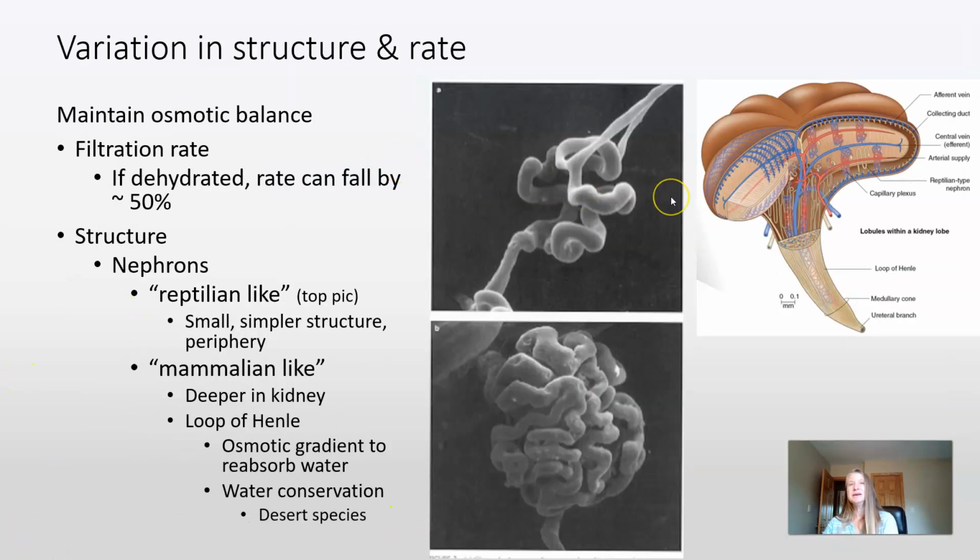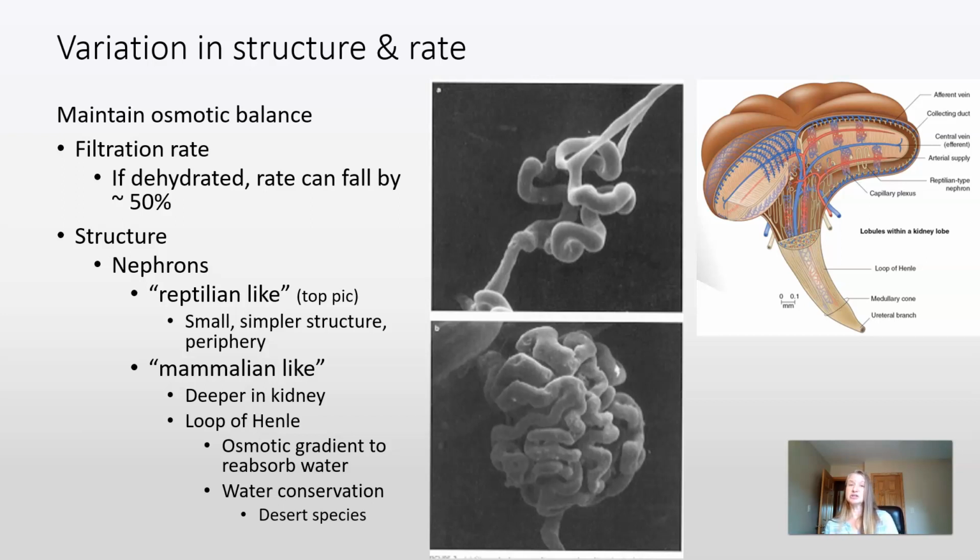All right, so here, again, I was talking about this variation in structure. We can also vary the amount of time that the blood is being processed. Birds have a high heart rate, high blood pressure, so things move through very quickly. So filtration happens many times a day. The filtration rate, though, if you're dehydrated, you have lower blood pressure because you have lower blood volume. The rate of filtration can fall by up to 50%.